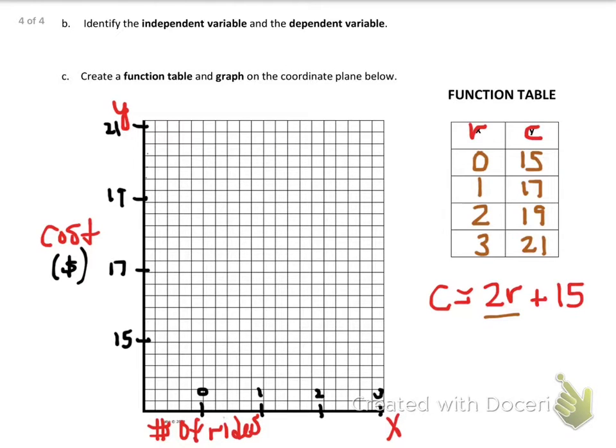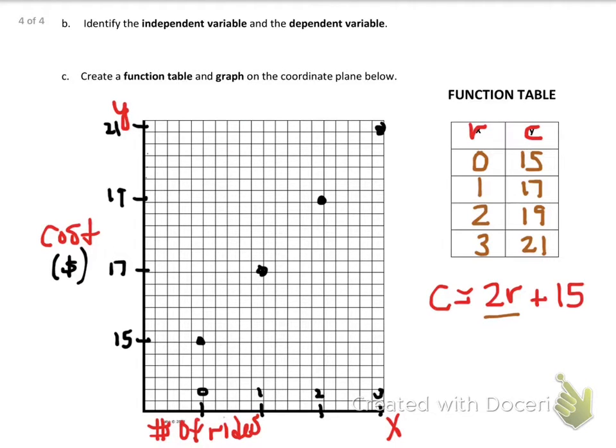If he rides 0 rides, it's $15. If he rides 1 ride, it is $17. That's there, there, there. 2 rides is $19. So 2 up here at 19. That's there. And then 3 rides is $21, and that's somewhere in there. Okay, so there it is.